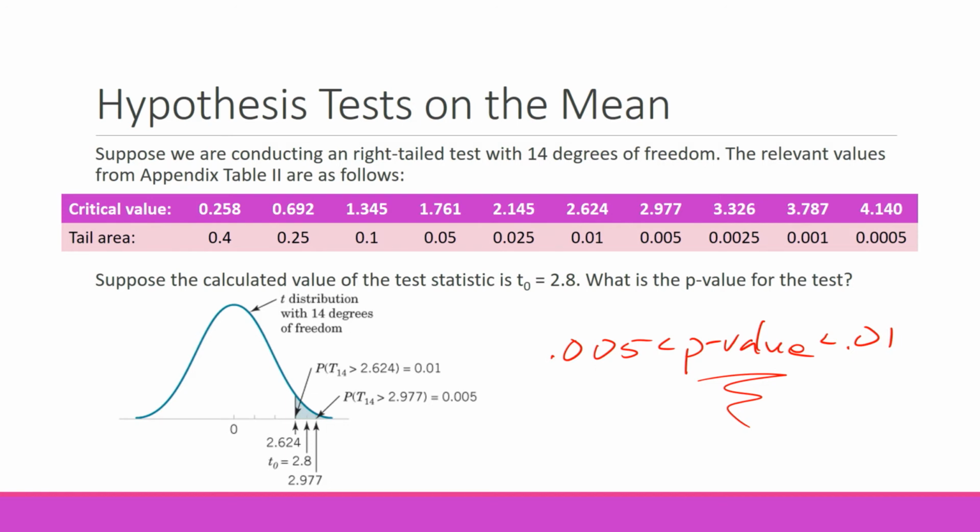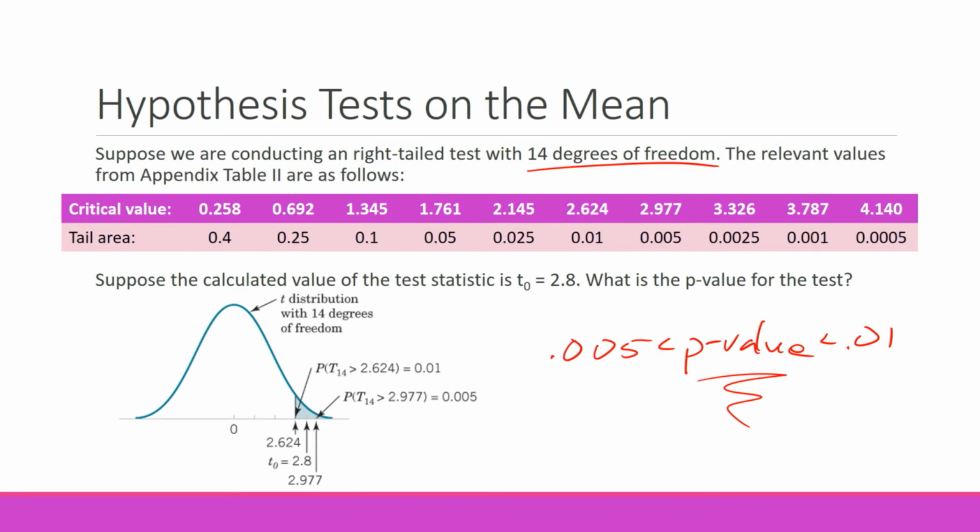Secondly, while we found the p-value to be within a range based off of our table, that doesn't mean it's impossible to find the exact p-value. That's not true at all. You could use any type of technology to calculate, okay, if I've got a t-distribution with 14 degrees of freedom, and I want to know the area to the right of 2.8.